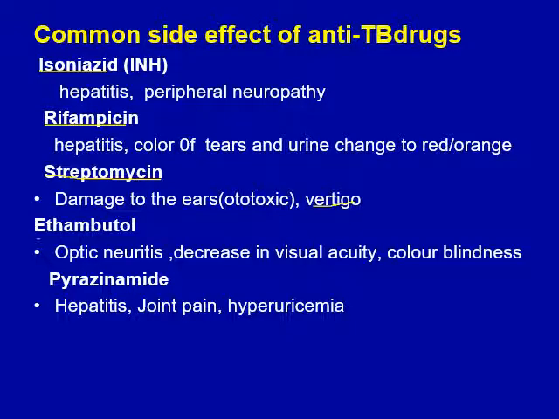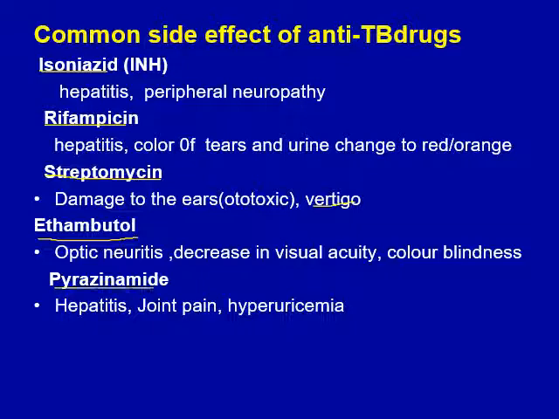Ethambutol is also given orally. This can affect the optic nerve, causing optic neuritis, decrease in visual acuity, and color blindness. So if the patient receives ethambutol, they should be regularly examined by the ophthalmologist to see if there is any evidence of optic neuritis.